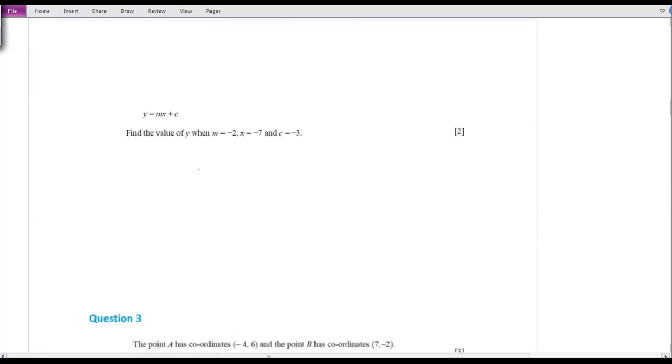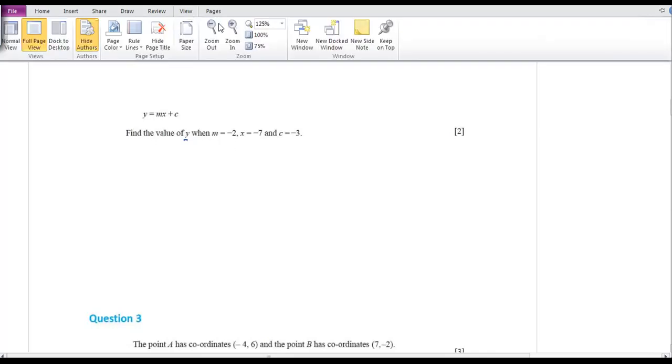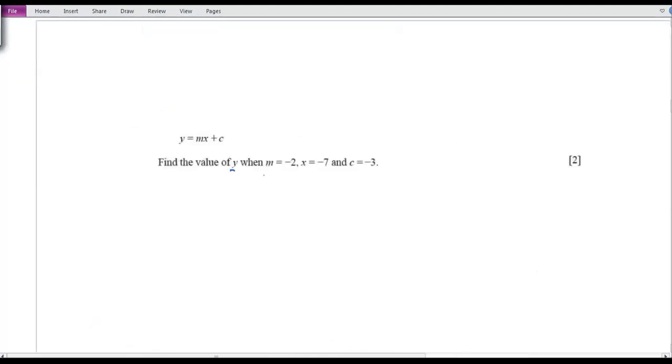The next one is y is equal to mx plus c. Find the value of y when m is equal to -2, x is equal to -7 and c is equal to -3. It means you have to put these values inside this one. Let me make it a little bigger. Yes. So put the values of m, x and c.